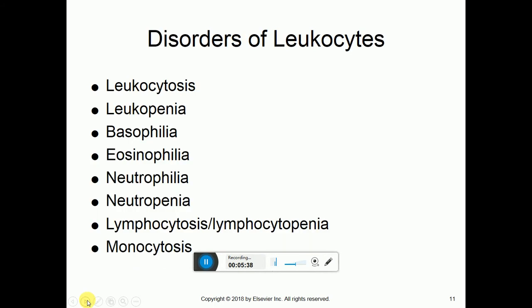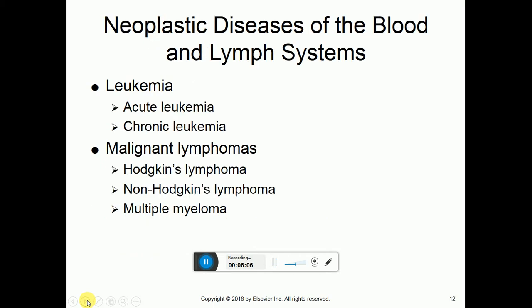There's also in your book a section that talks about disorders of leukocytes underneath hematological systems. We're not really going to talk about these. I just left this in here so you could see that we do have disorders of leukocytes that occur, but we don't really treat them. We have patients who have leukocyte disorders, and they might present as any one of these.